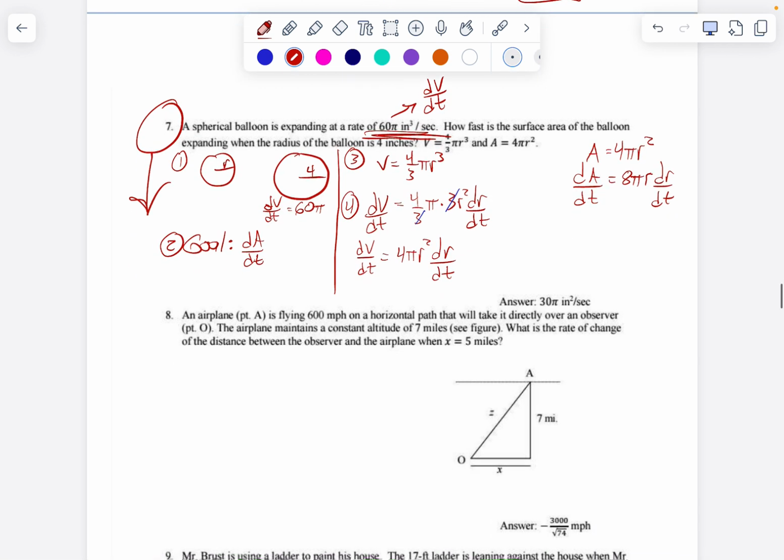So step 5 is to substitute, evaluate at that moment. So dV/dt is 4 pi times 4 squared, and we don't know what dr/dt is. Let me go ahead and plug in dV/dt, 60 pi. Okay, so the pi's cancel. 60 divided by, what is that going to be? 64, I think.